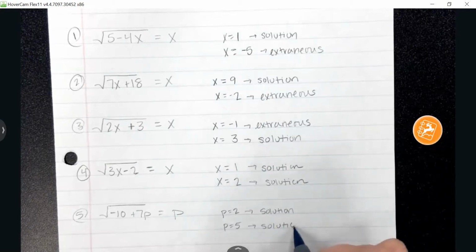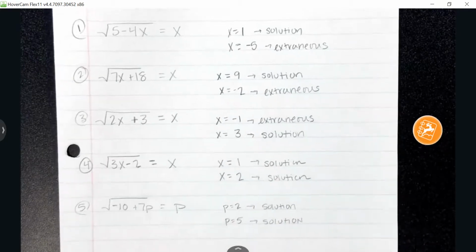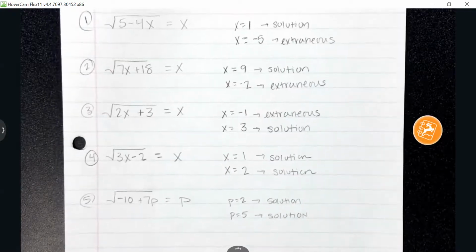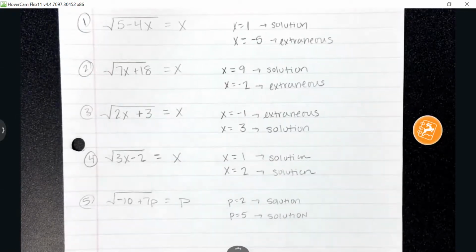These are the answers on the side. That way you can check your work. We did number 1 together. You should be doing 2, 3, 4, and 5. Your quiz is on Monday, so make sure you're working on this, please.